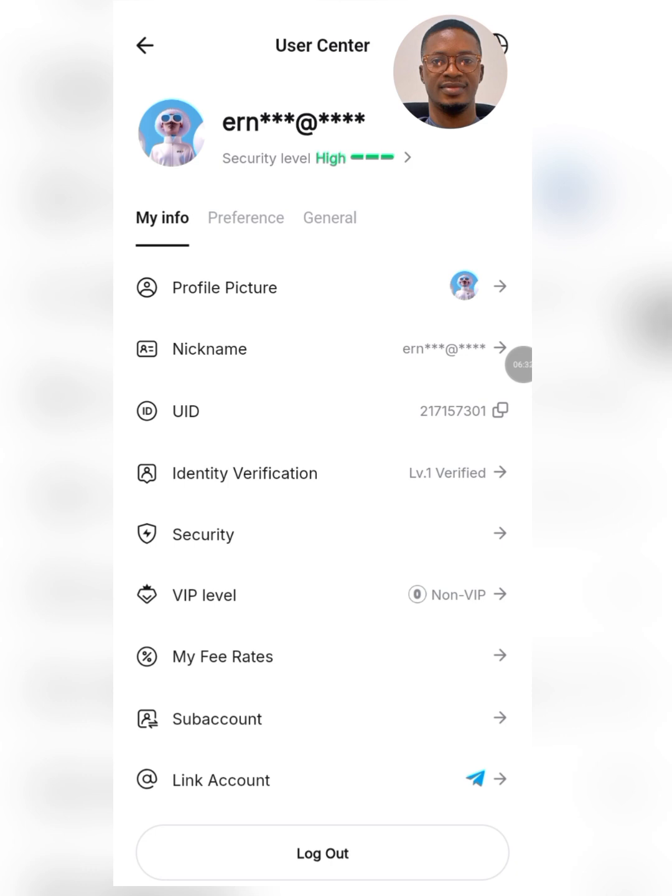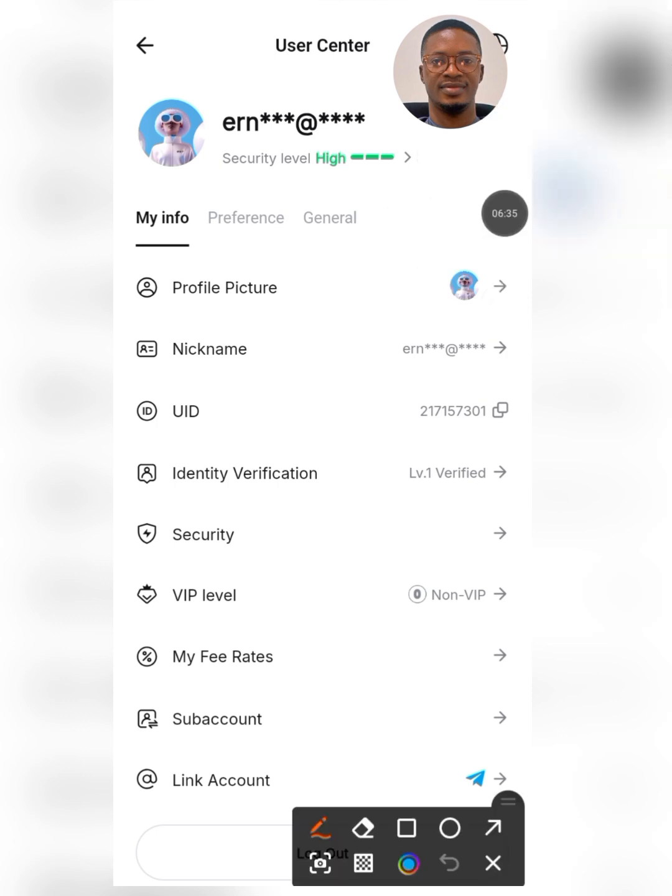All right, let me show you something, please. This is my UID. The UID here is just like your identification number. Here you can see how you can secure your account, like if you want your account to be on fingerprint or on a code. You can go to your security and get that done.